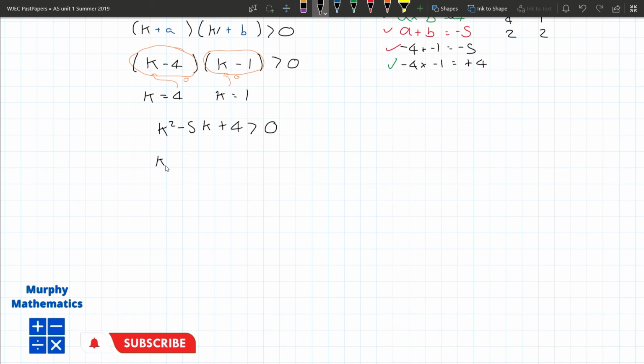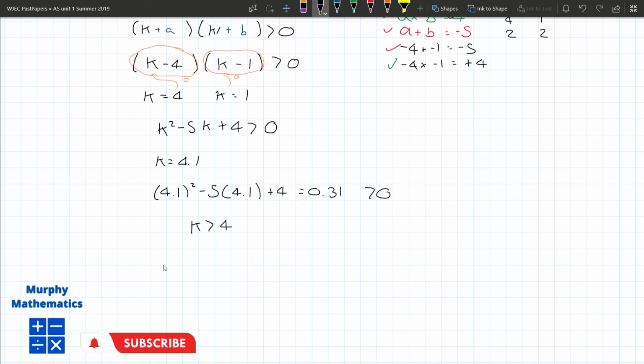So if we do k equals 4.1, we're expecting 4.1 squared minus 5 lots of 4.1 plus 4, and we're hoping that would be greater than 0. So if you put that into a calculator, you get 4.1 squared minus 5 lots of 4.1 plus 4. Great, so we get that equals 0.31, which is greater than 0. So we're looking for when k is greater than 4. And then we can do the same for 1.